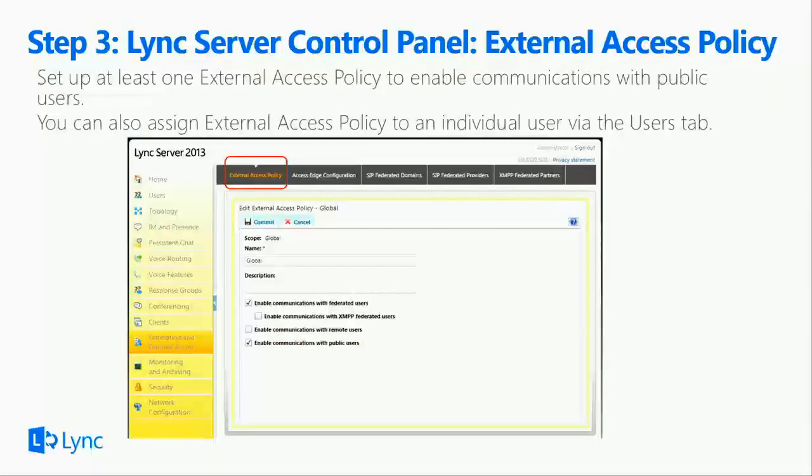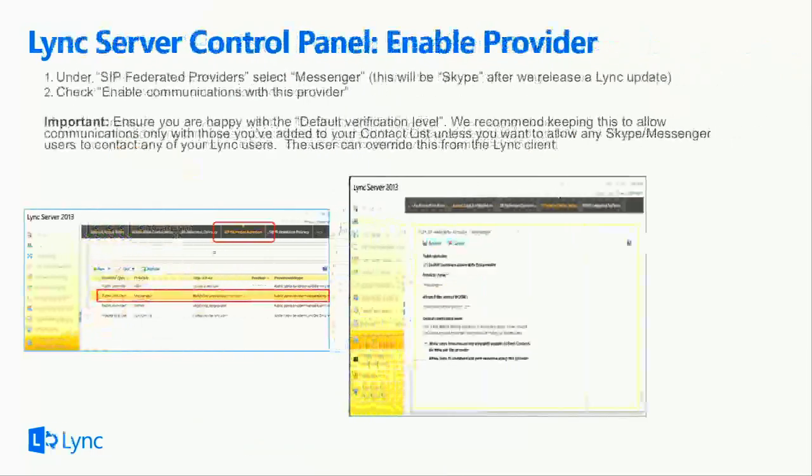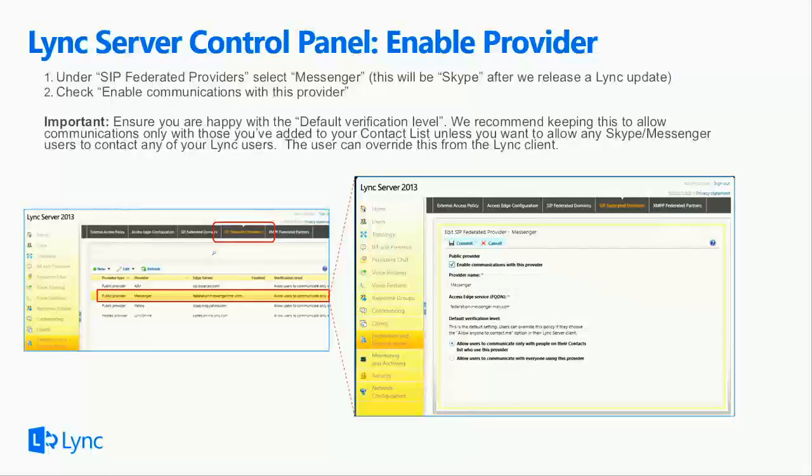It's now time to set the policies. I'm going to enable communication with federated users. I'm going to enable communication with public users. I'm going to enable federation and public IM connectivity. Gosh, there's a little bit of redundancy here, isn't there? Enable partner domain discovery. Send archiving disclaimer to federated partners. So if you are archiving, when you start the chatting, they'll get the disclaimer in the chat. You can set these rules for both users, groups, or all users.